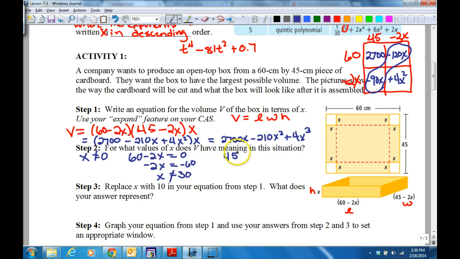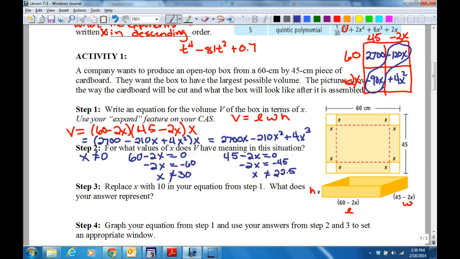So we're going to do the same thing here. 45 minus 2x equals 0. If I subtract 45 from both sides, I have minus 2x equals negative 45. X cannot equal, then, 22.5. Okay, so there are 3 numbers for sure that we know x cannot be.